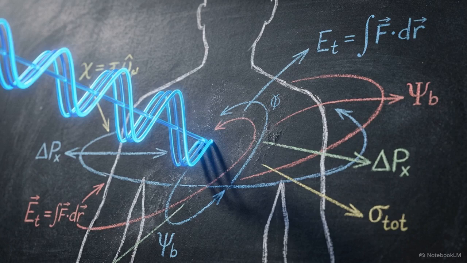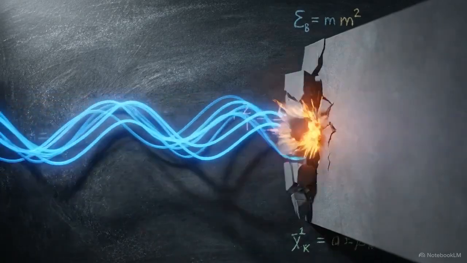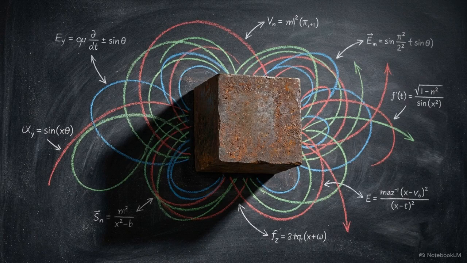To stop it from passing through your body, you have to force it into crashing against solid matter, dissipating that energy before it reaches your cells. But stopping it isn't as simple as dropping a heavy block in the way.